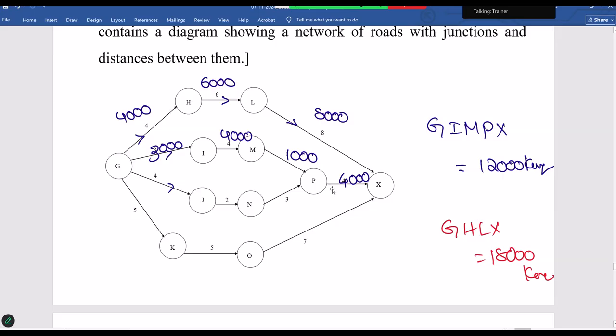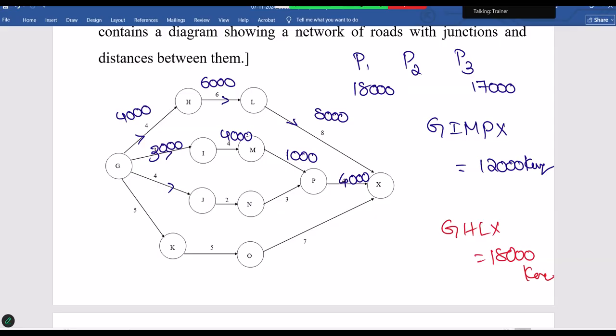They're asking P to X. Fine, P to X, these two will come. This path is 4 plus 6 plus 8, which is 18,000 kilometers. I'm dividing into three paths only because it's combined again here: path 1, path 2, path 3. Path 1 is 4, 6, 8, which is 18,000 kilometers. This is 5 plus 5 plus 7, 17,000, path 3.